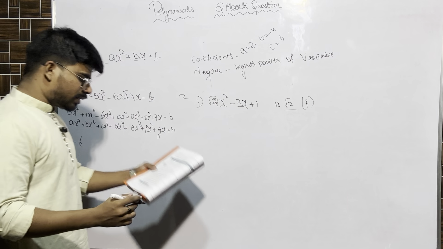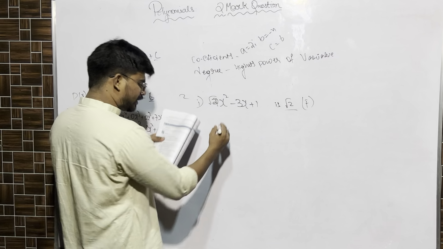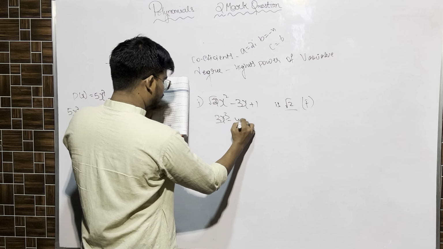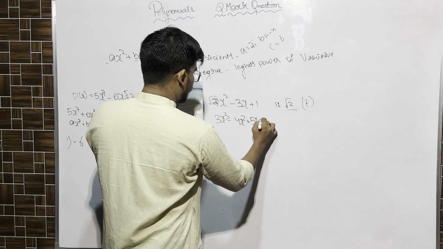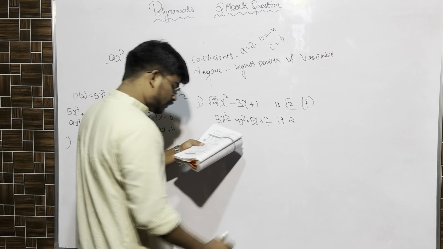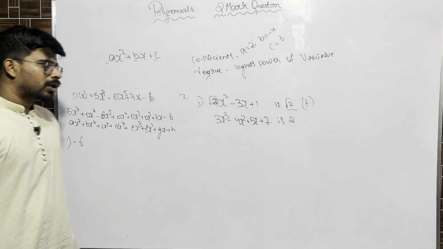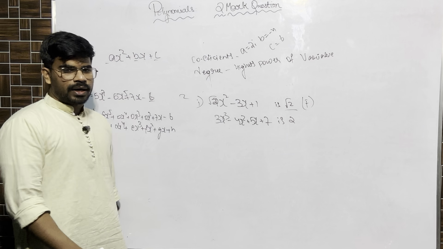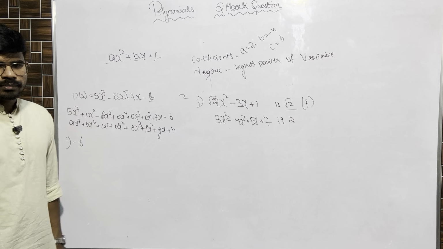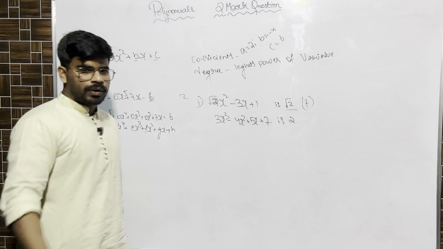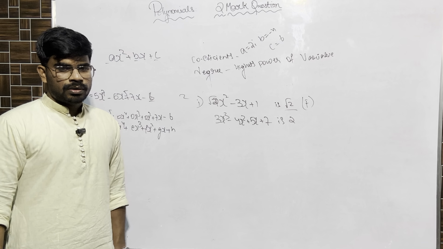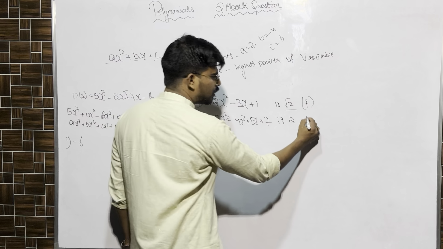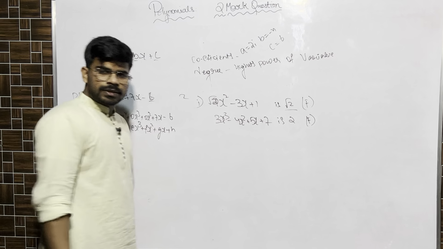Next, what is the second question? Coefficient of x square from this polynomial. What is the polynomial? 3x cube minus 4x square plus 5x plus 7 is 2. He is telling in this question the coefficient of x square is 2. Is that correct? What is the coefficient of x square? Minus 4. The coefficient of x square is minus 4. He is telling 2. That is false. The correct answer is minus 4. You just have to justify it.